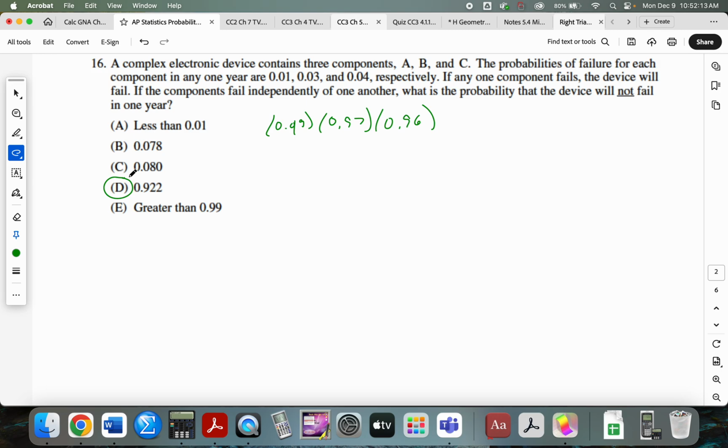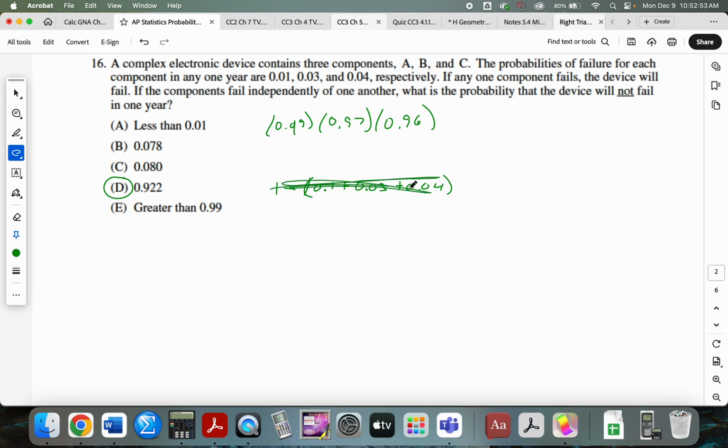Wait, when I did it the way I did it, I still get the same answer. What did you do? 1 minus 0.01 plus 0.03 plus 0.04. I got 0.92. You didn't get 0.922, did you? You didn't get the same answer. So that's one of those ones where you kind of luck into the correct answer because it's the one that's closest. So that's what May was trying to do. Yeah, which is not what you should do at all.